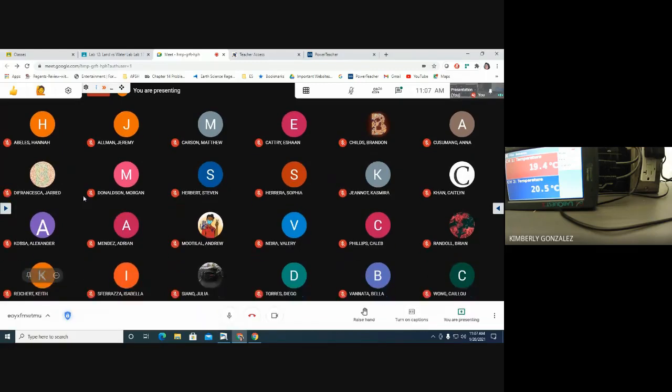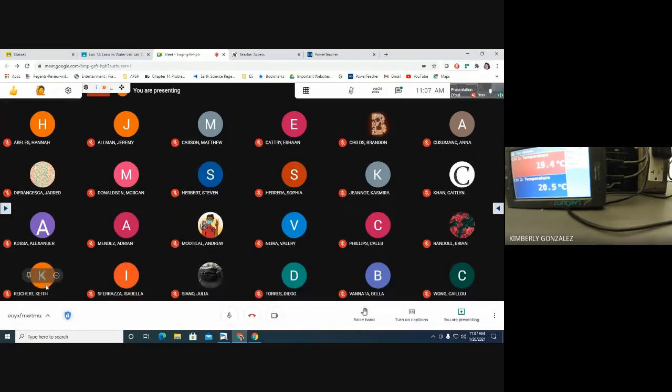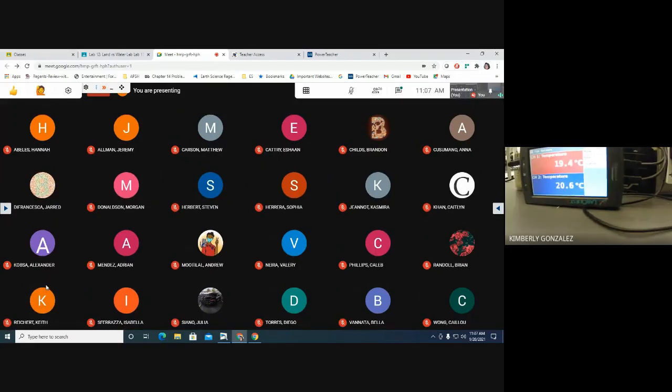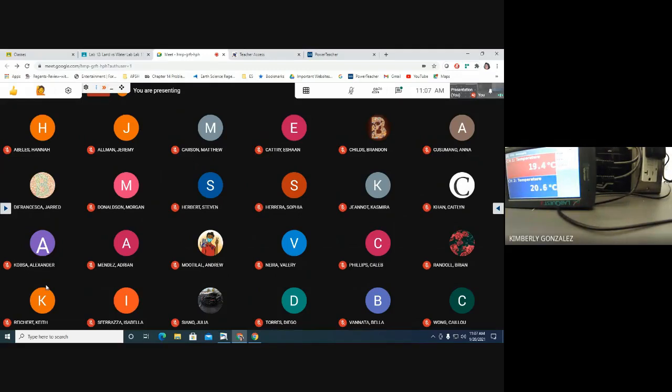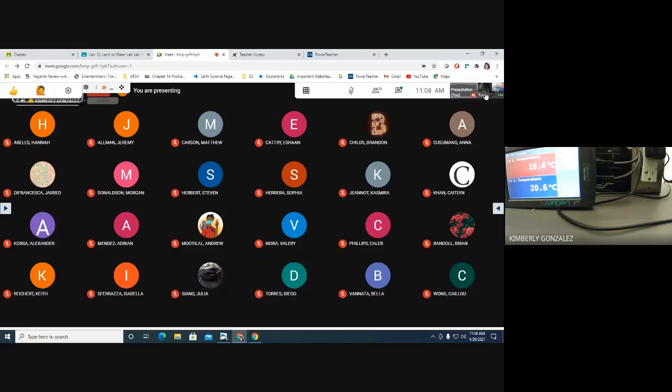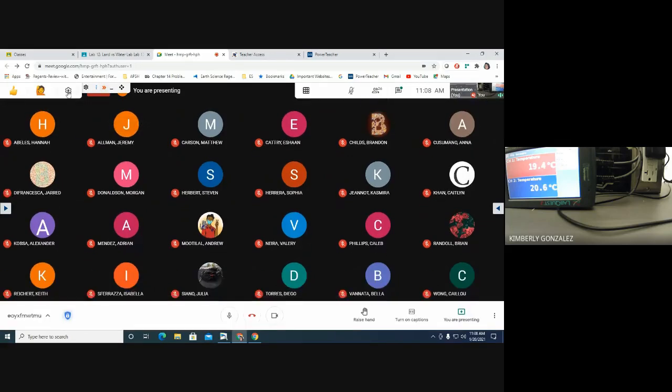What we're going to do is this is going to act as our thermometer. The red part of it is going to be, let's double check, channel 1, I believe, goes to the water. Channel 2 is going to be the sand. So right now in your data table, you should be writing that channel 1 is the water, and channel 2 is the sand.